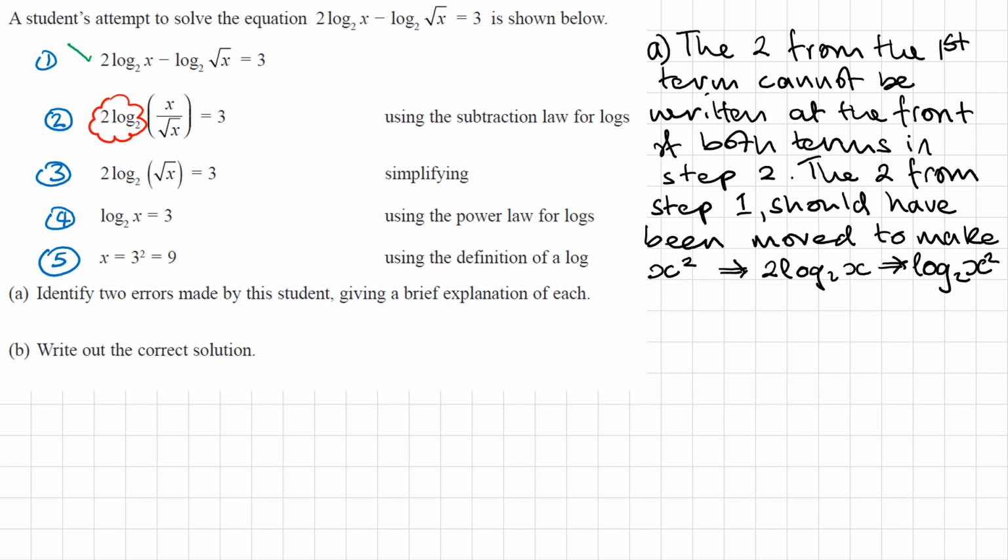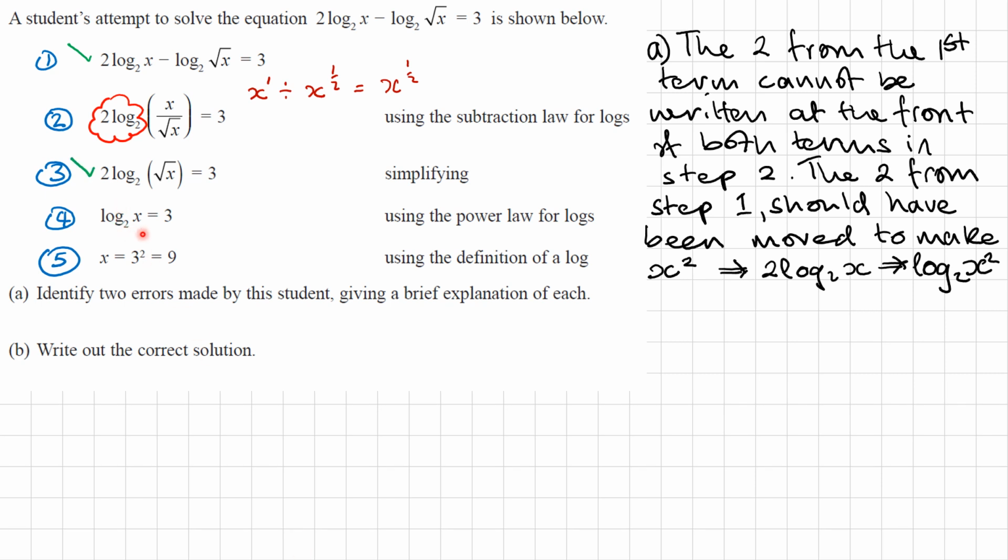Okay, let's continue. So we're on to step number 3. We now ignore any previous errors. So here I've got x divided by root x. Now x would be x to the power 1. Let's write that out. And I'm dividing it by x to the power a half, which means I subtract the powers. So that would be x to the power a half, which is square root of x. So yeah, I don't see any problems with that step there. That seems okay.